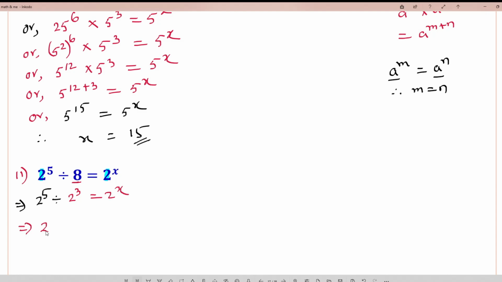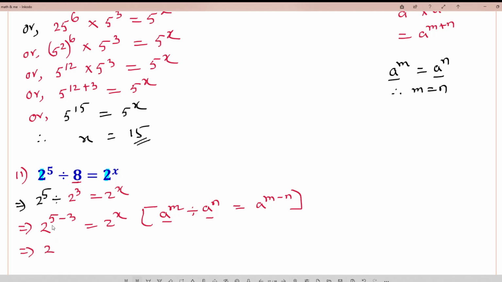And here is 2 to the power 5 minus 3 equals 2 to the power x, because we know a to the power m divided by a to the power n, when the base is the same, in division the power becomes minus, so it will be a to the power m minus n. Same thing, here the power is 5, here the power is 3, so 5 minus 3.